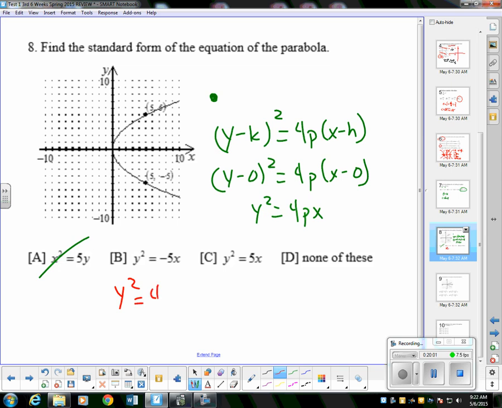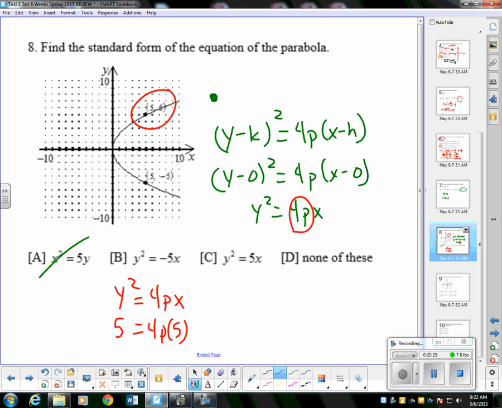If I happen to know an x and a y that correspond to each other, I can solve for p. I happen to know two places where that happens. I'm going to look up here in the positive part. I know that 5 is equal to 4p times 5. Now, remember, I can solve this for p, but then I have to multiply it back by 4. I'm really only interested in finding out what 4p is.